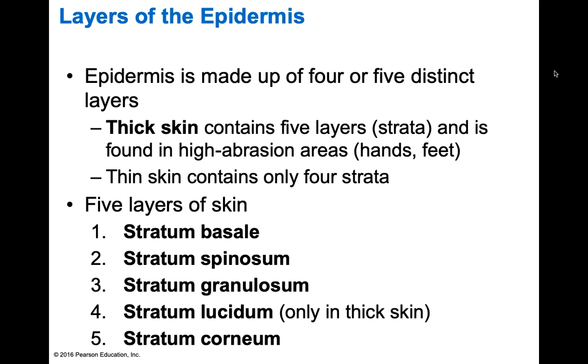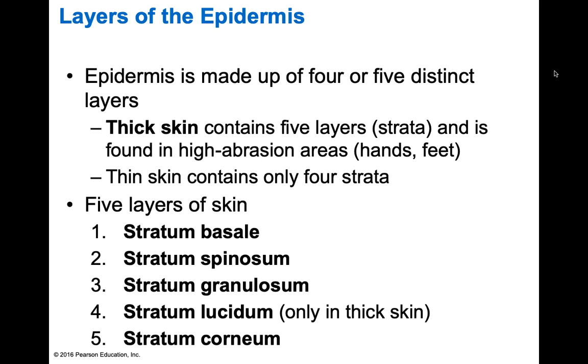Thick skin contains all 5 layers, whereas thin skin only contains 4 of these layers. And these layers are the stratum basale, stratum spinosum, stratum granulosum, stratum lucidum, and stratum corneum. Now, 1 to 5, there you see written on your screen. 1 is the deepest. Basal means bottom, and the corneum is going to be the highest.